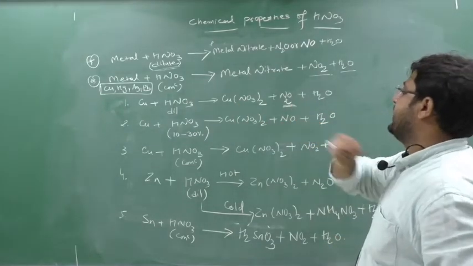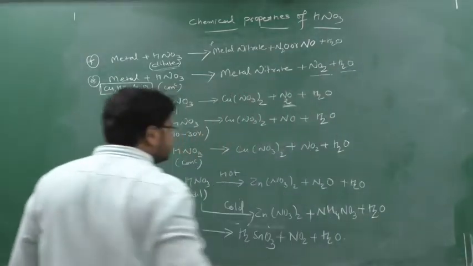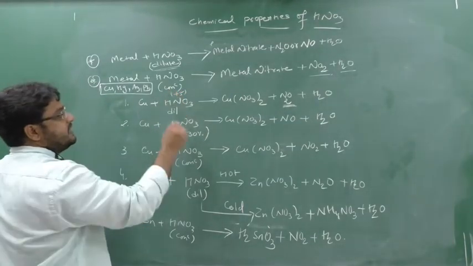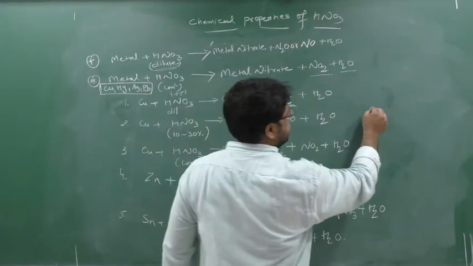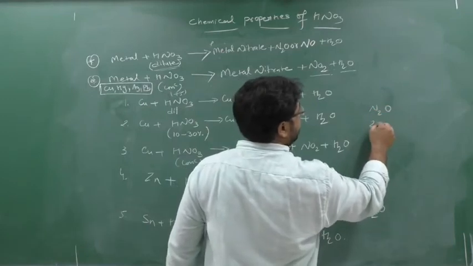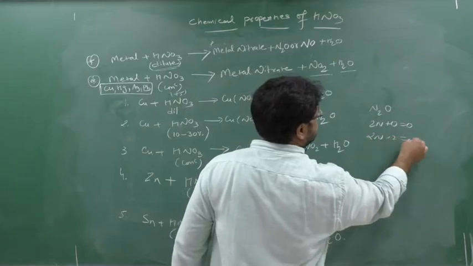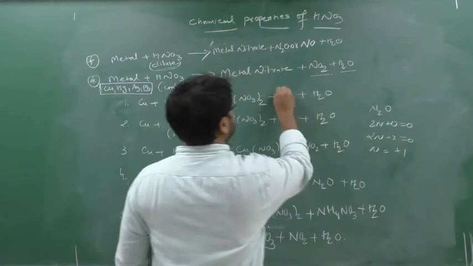It will give what? N2O. Now see here. Here nitrogen oxidation number is +5. And here nitrogen oxidation number will be, you can see here, so N2O, so 2N plus O equal to 0. So 2N minus 2 equal to 0, N is +1. Yes or no? So +1.